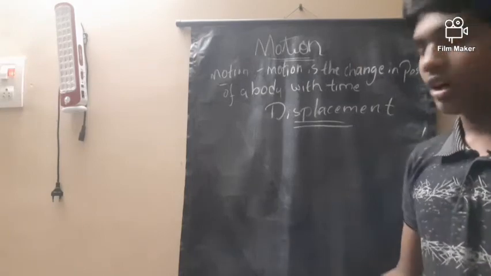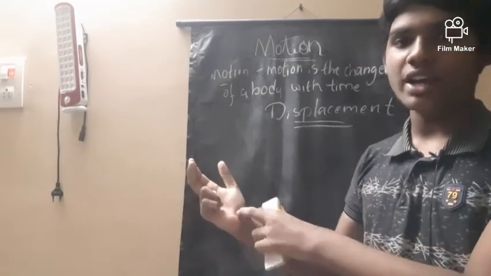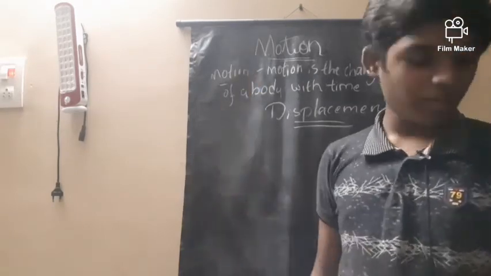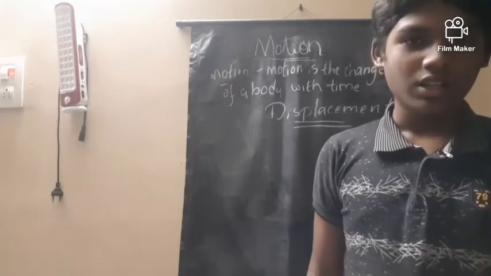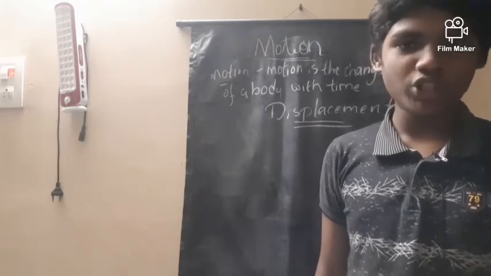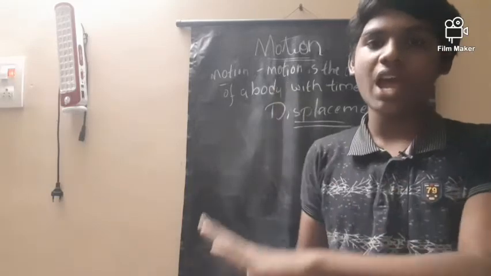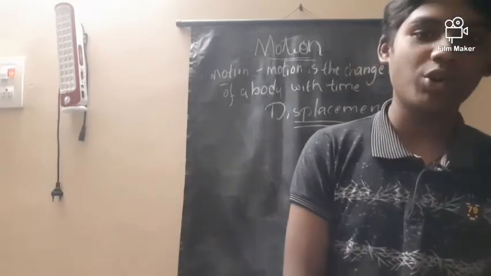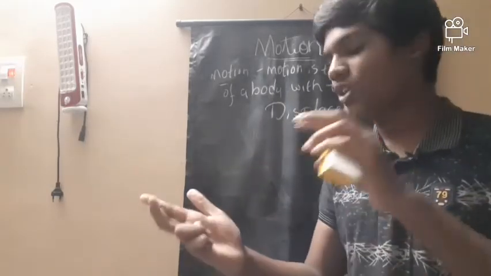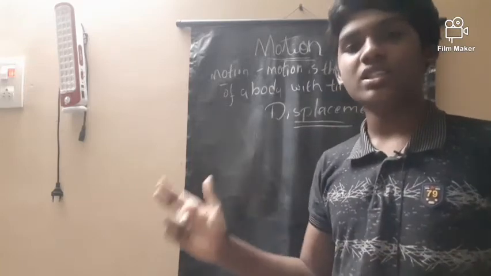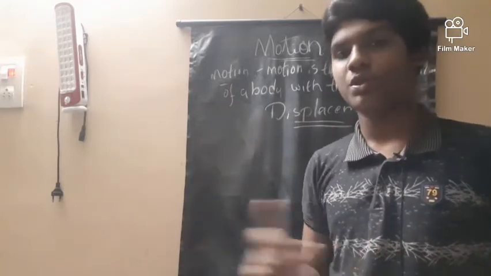Okay, the place where the ball started in the hand is called the initial position, and the exact position where the ball landed on the ground is called the final position. The exact position of the ball in the hand is the initial position. That is the difference between initial and final.